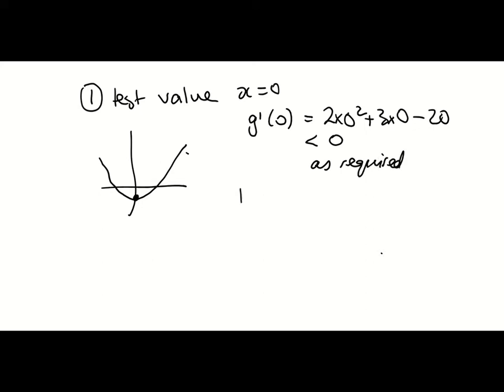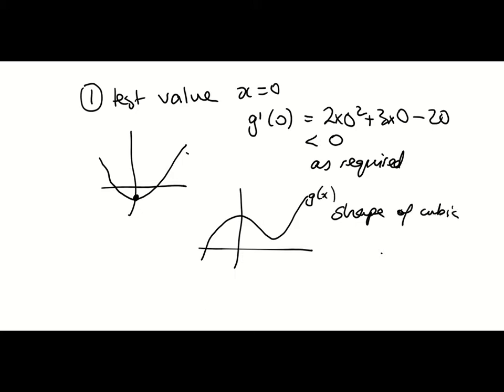The other thing we can do, which is quite nice, is to use the shape of the cubic. So g of x has this shape because it's what we call a positive cubic, and that means that the decreasing bit is going to be in the middle. Okay, so you can write that down in words, that's fine too, or you can check the second derivative, but I don't think that's a very good way to go for this question.